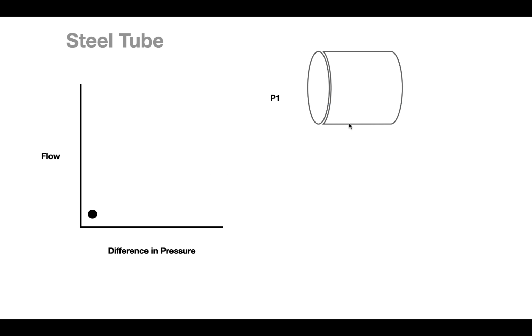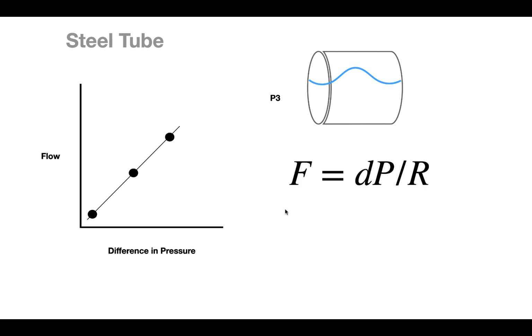Now, if we were to increase that pressure difference inside the steel tube, we would get a flow rate of around here. And if we were to further increase that pressure difference, we would get a flow rate of around here. Now, if you were to connect all of these lines together and extrapolate, what you would get is a nice linear relationship between flow rate and difference in pressure. Now, this is described well by Ohm's law of hemodynamics, which basically states that the flow rate is equal to the difference in pressure over the resistance.